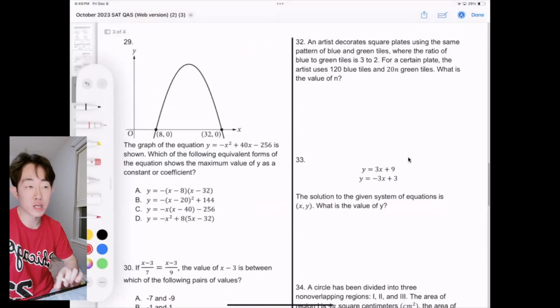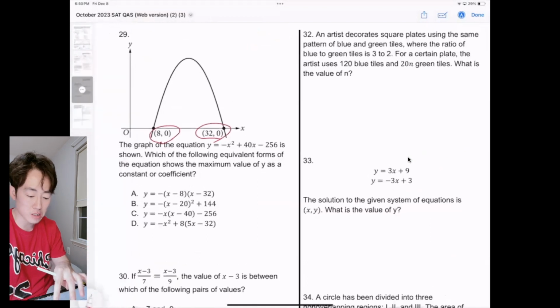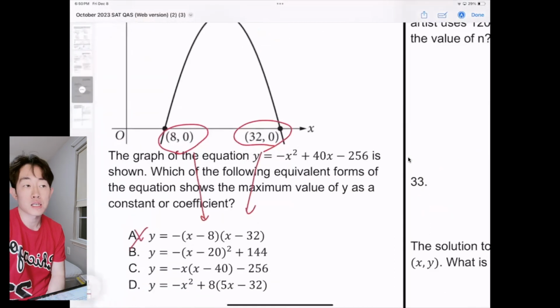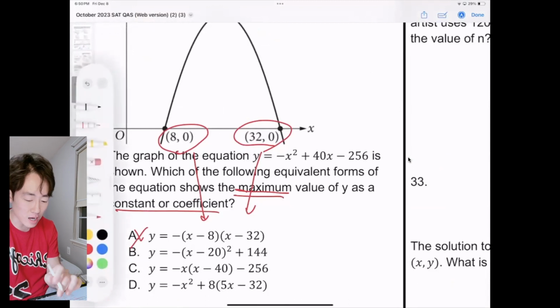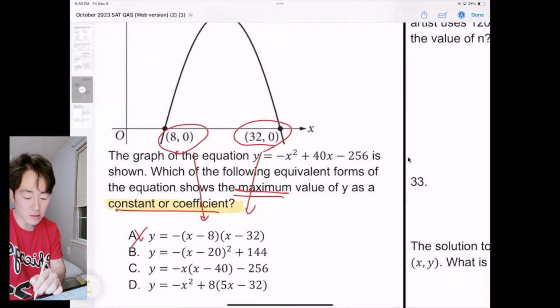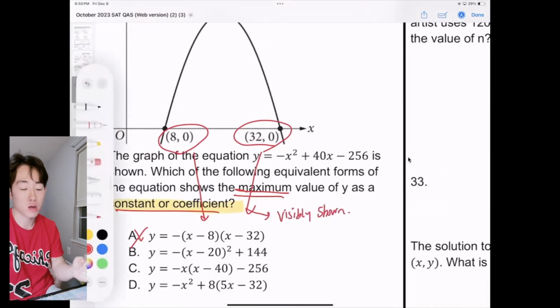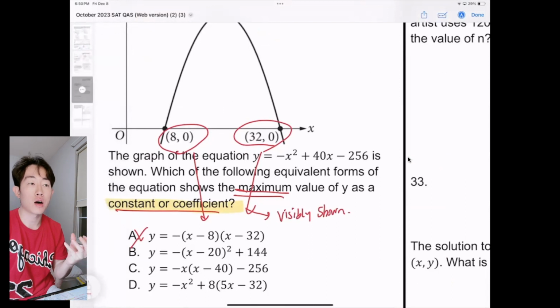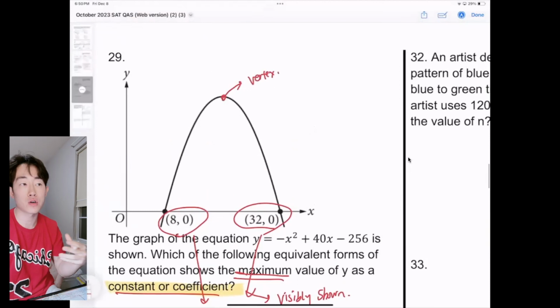All right, 29. 29 is a quadratic question, and you know this. A lot of kids picked A because they see those 2 points and go, "Oh, it must be this and this." That's incorrect because it doesn't show you the maximum value of y as a constant or coefficient. This means anytime College Board has this word, it has to be visibly shown on the equation. What does the maximum value of a quadratic graph mean? It's the vertex. They want you to have the vertex as part of your equation.